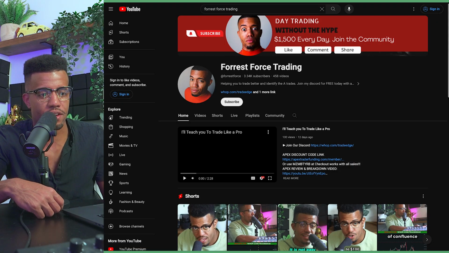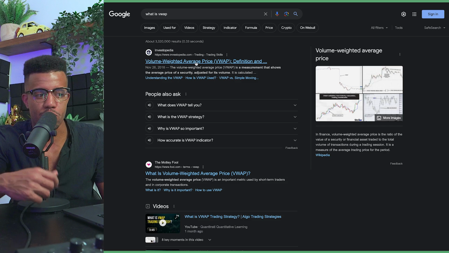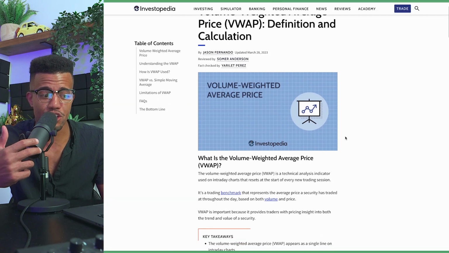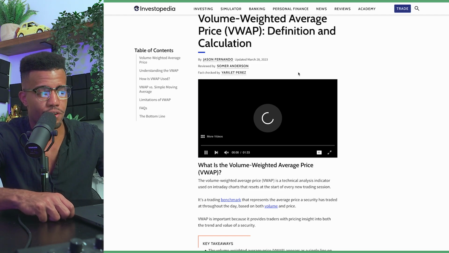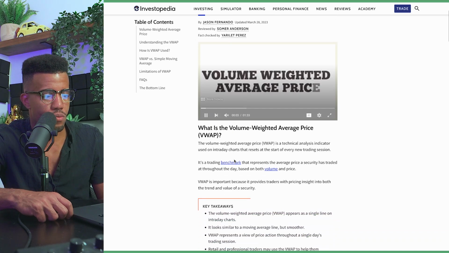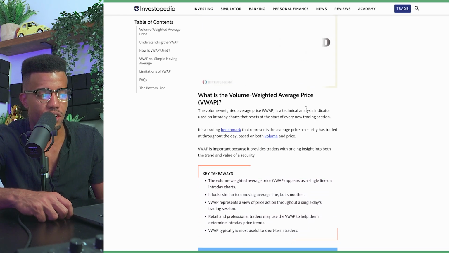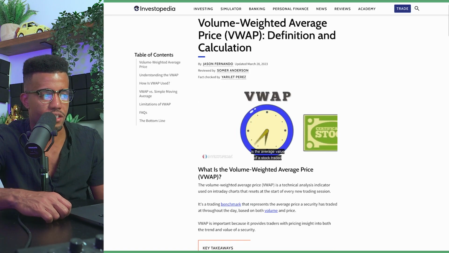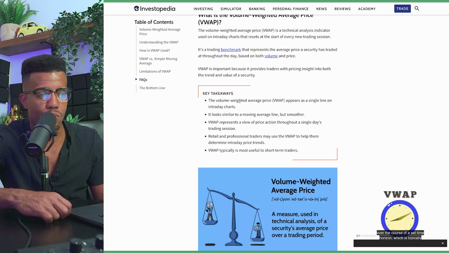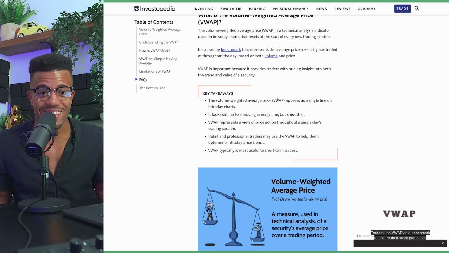Let's go ahead and do a quick Google search for what is VWAP. So we're going to start with the Investopedia definition. I think this is a great resource. By the way, if you're just looking for a quick, what does the acronym mean? Come on over here to Investopedia, guys. The volume weighted average price is a technical indicator. It's one of the lines on the chart, and we're going to jump over to the chart and look at exactly what it looks like. But it's the volume weighted average price. So that's literally what it means.